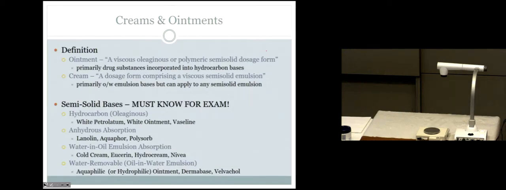The reason it's confusing is that one of those terms has been around forever, and it's ointment. Okay, and it can really apply to any semi-solid dosage form. However, we have divided ointments and separated them away from cream. So the official definitions are up there, but they're not all that helpful. What I need you to do is be able to identify an ointment.